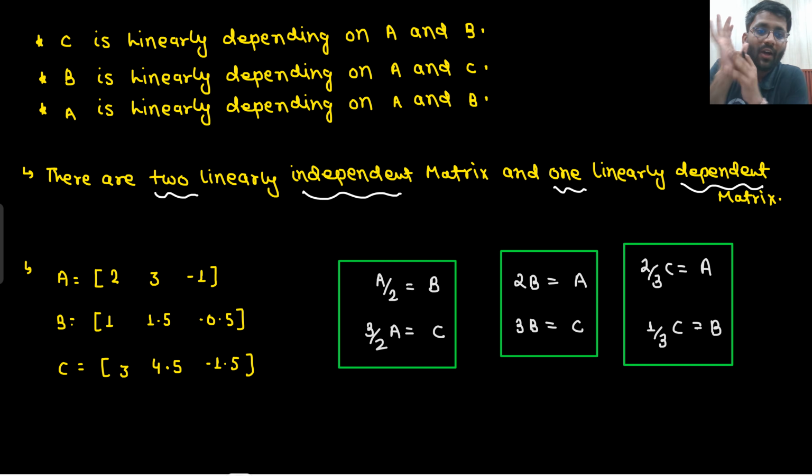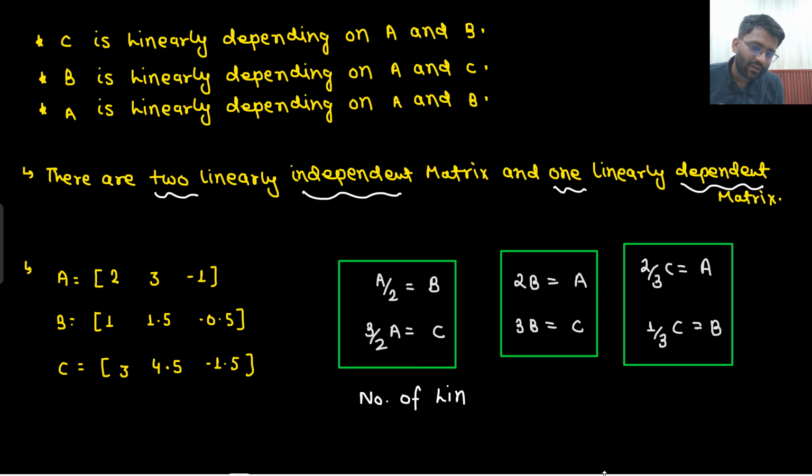In your hand, how many matrices do you require? Only one. You give me A, sir. With the help of A, I can write down B and C. Sir, you give me B only. With the help of B, I can write down A and C. Sir, you give me C. With the help of C, I can write down A and B. So let me know how many linearly dependent matrices there are and how many linearly independent matrices there are.